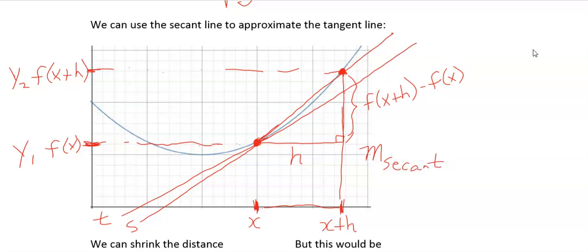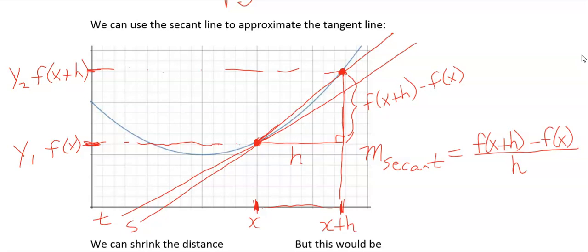is equal to, now watch the formula, y2 minus y1 is just f of x plus h minus f of x, that's your rise, and the run, well, the run is just h. You see that? There's the slope of that secant line.